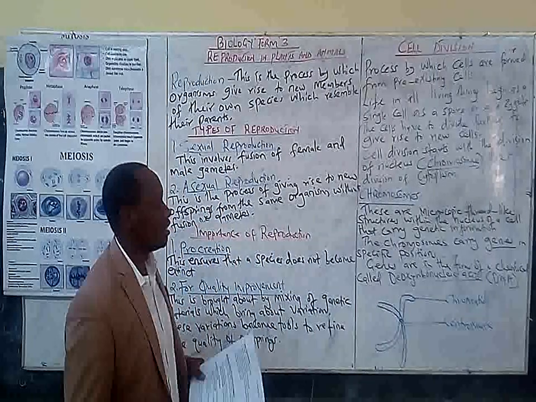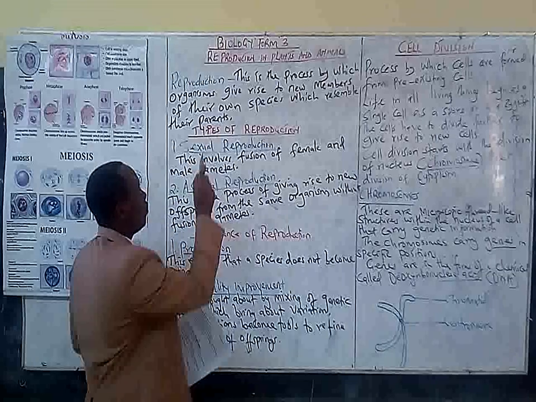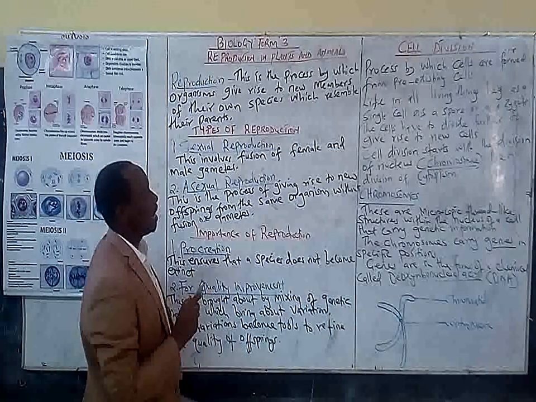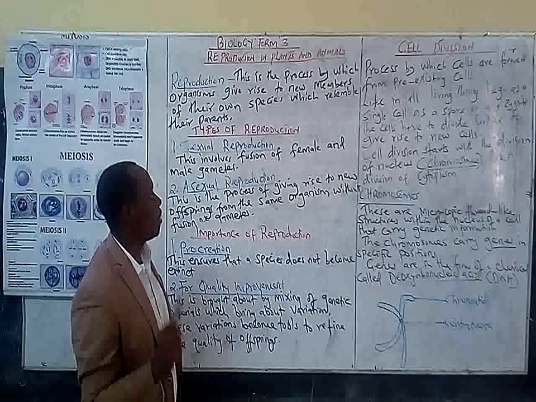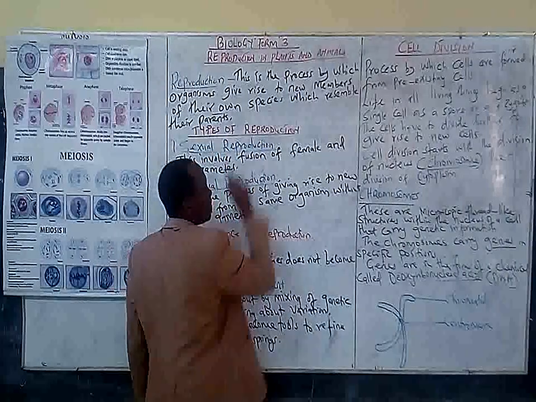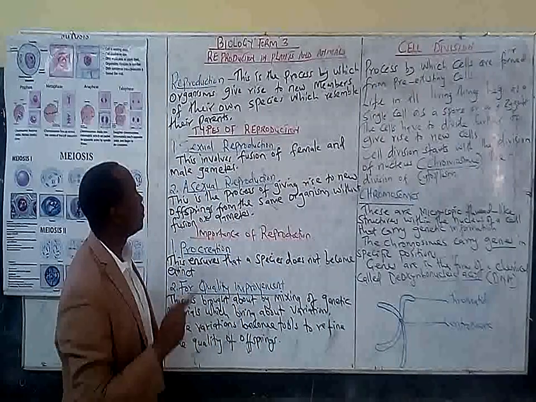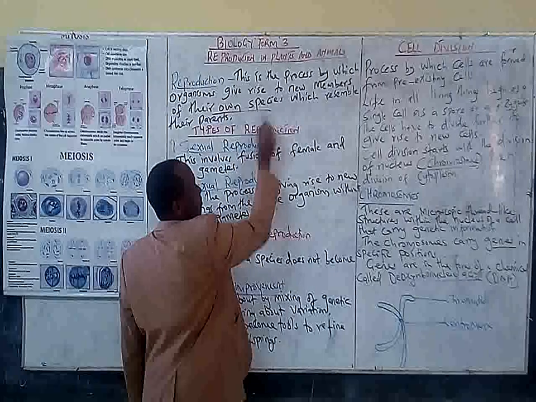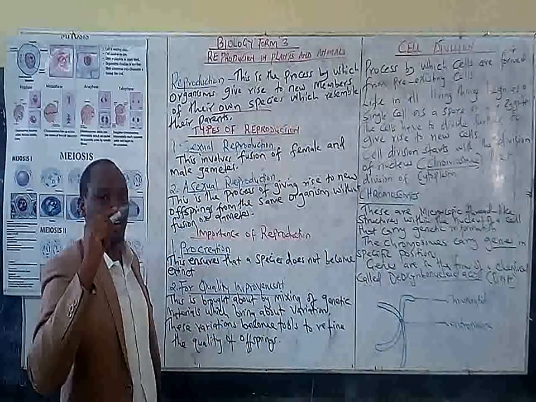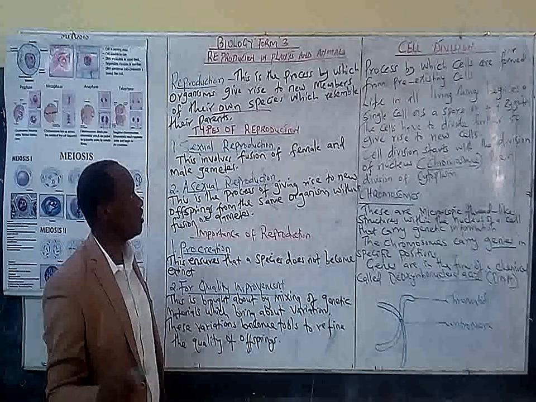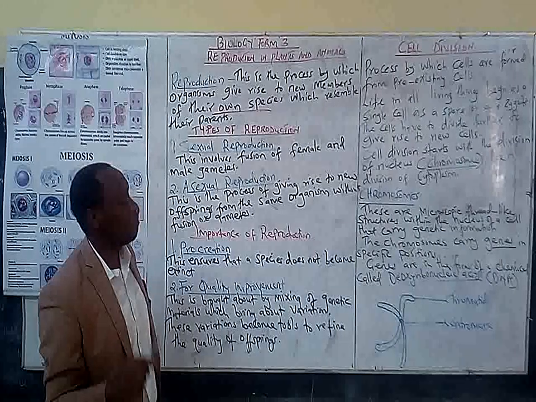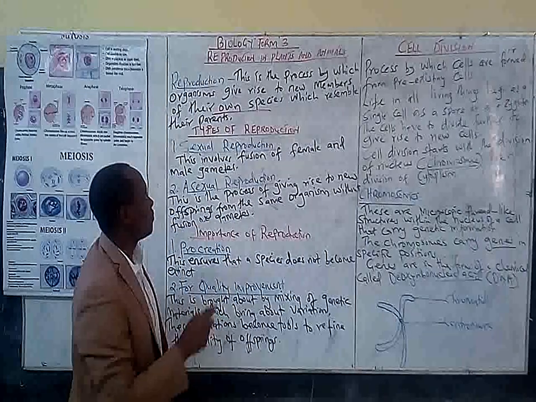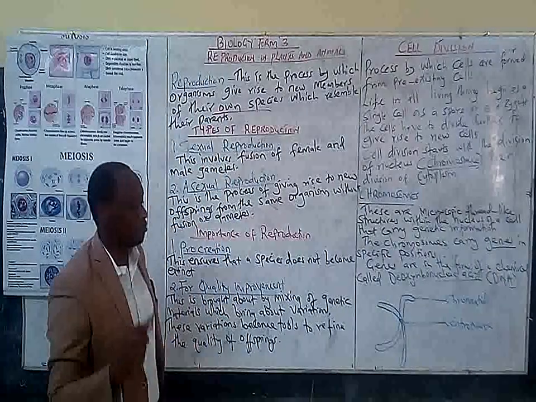So to begin with, we will first of all define what is reproduction, and this is the process by which organisms give rise to new members of their own species, which resemble their parents. What does that mean? If we are talking about cattle, they are of their own species; sheep, they are of their own species; maize, of their own species. When they resemble each other, then we have said that reproduction has taken place.